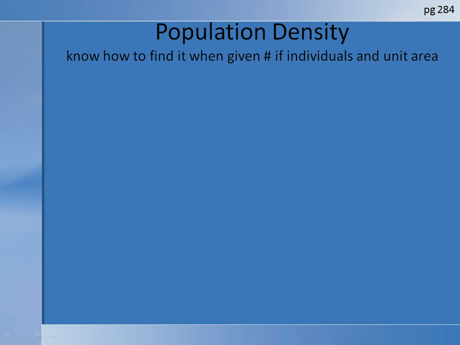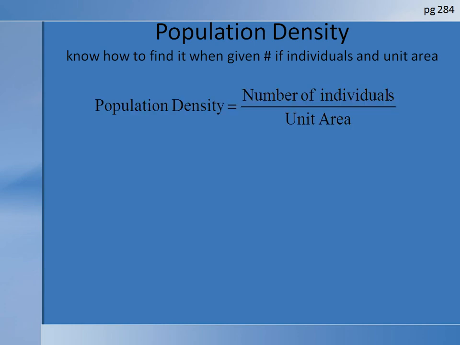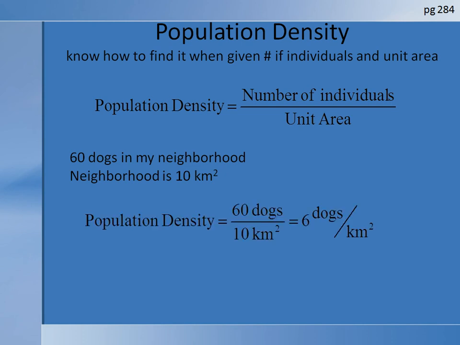Next, looking at population density, you need to make sure you know how to find this when you're given the information. So remember, population density is just the number of individuals in a unit area. Let's take a look at an example here. Let's say there's 60 dogs in my neighborhood, and it's a big neighborhood that's 10 kilometers squared. If I put that into the equation, I find that it's 6 dogs per kilometer squared. Notice I showed all my work as I worked through this, because it's important that we write everything down, because it helps guide you to make sure you're doing the problem correctly so you can get the right answer in the end.